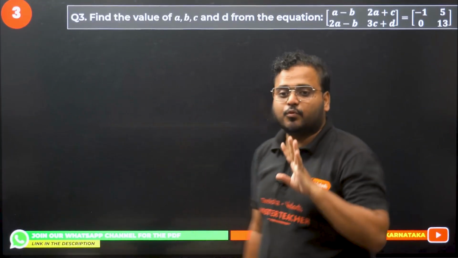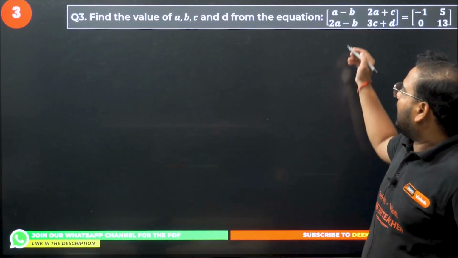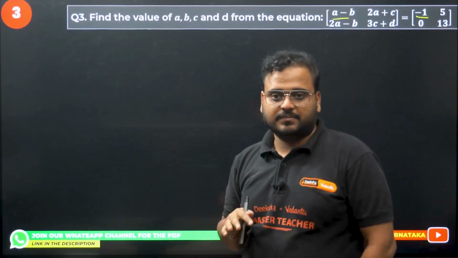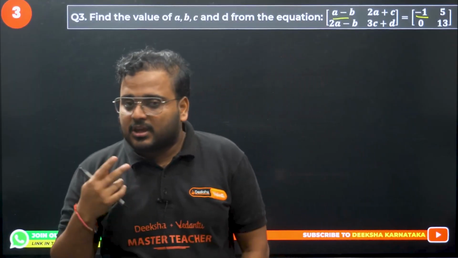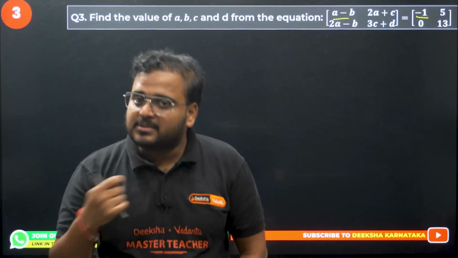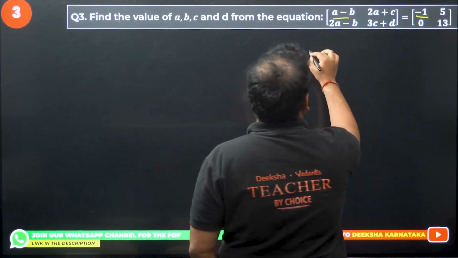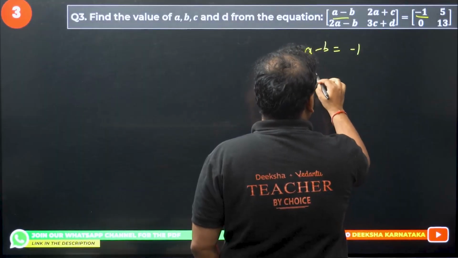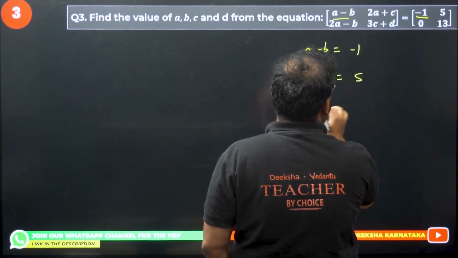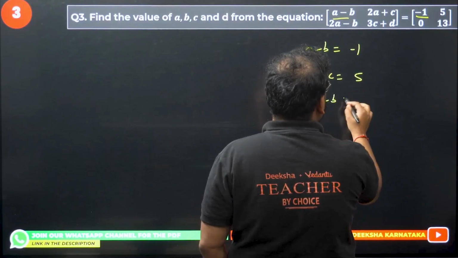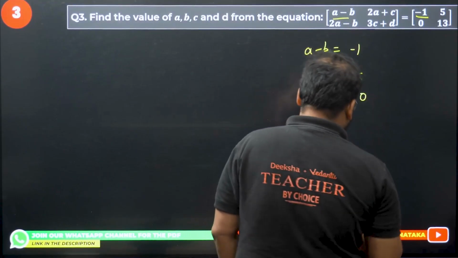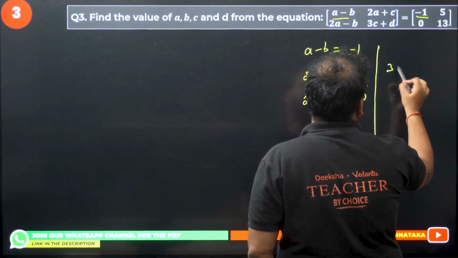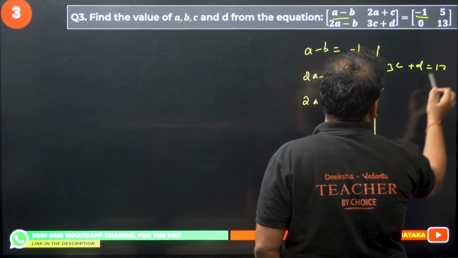In this they have given us 4 variables A, B, C, D. And we can compare each of these corresponding elements to get 4 equations as well, right? When can we say the given 2 matrices are equal? If the corresponding elements are equal. See over here, A minus B equals minus 1. Okay, we also have 2A plus C equals 5, 2A minus B equals 0. Okay, and we have 3C plus D equals 13.